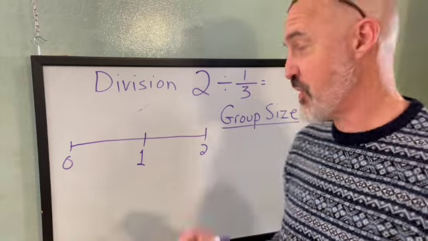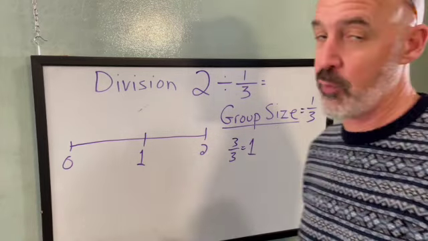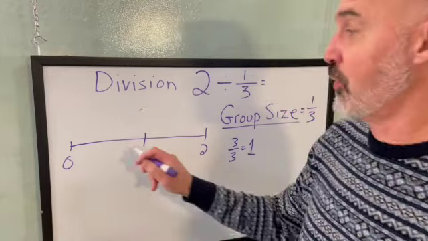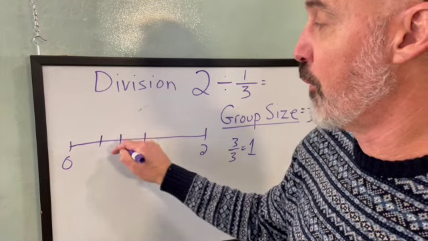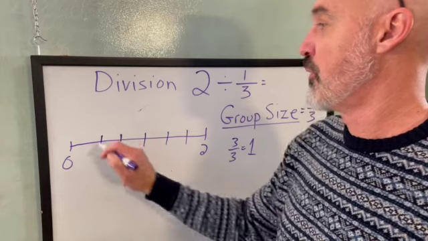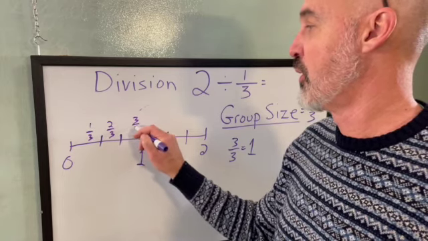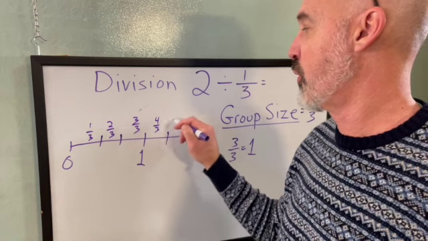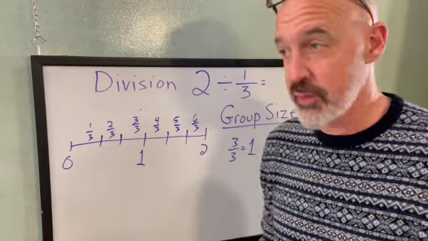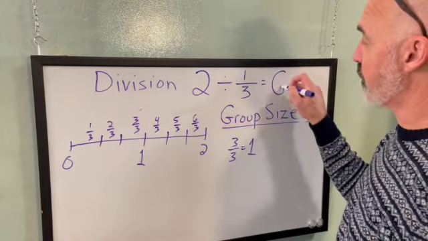Well, your child should know that 3/3 is equivalent to 1 whole. If you're watching my videos, it'll be clear how your kid should think about this. So I can break up each 1 whole into 3 equal parts, which is 3/3. So this is 1/3, 2/3, 3/3, 4/3, 5/3, and 6/3. So altogether, 2 divided into groups of 1/3 is 6.